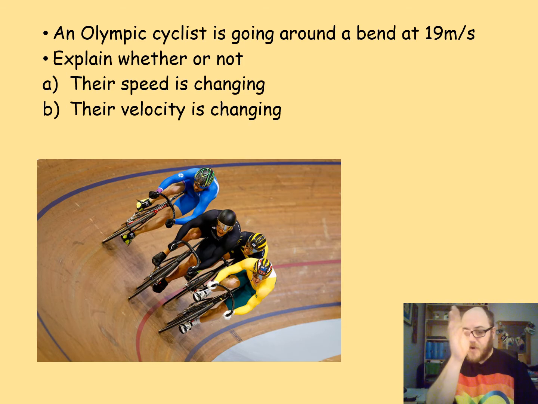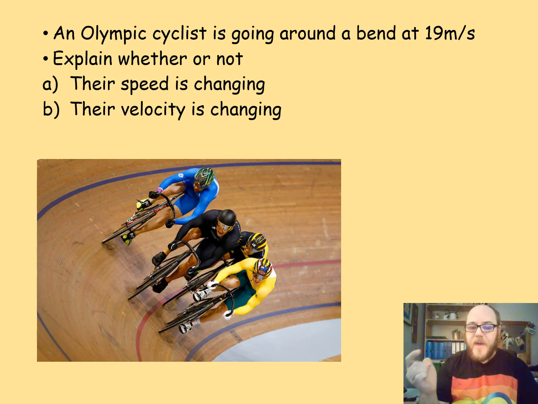So if you are going straight at 19 meters per second, your velocity is not changing. However, if you start curving round a bend, your direction changes. If you have a change in direction, you have a change in velocity. So even though their speed is staying the same, their velocity is changing. So as you go around a bend, even if you go around at constant speed, your velocity is constantly changing. If your velocity is changing, technically you're accelerating. And we'll talk more about that later on in this part of the course.